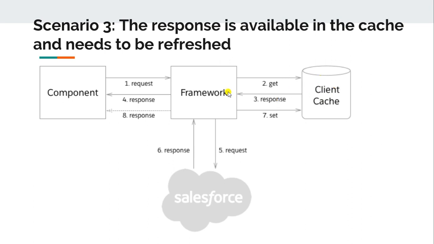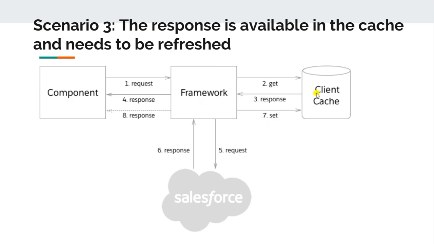It will return the response, and the response will be sent to the component. Now, because the maximum span of 30 seconds has expired, the refresh time, it will make a call to the server to get the fresh cache, and then the server will return the response to the framework.